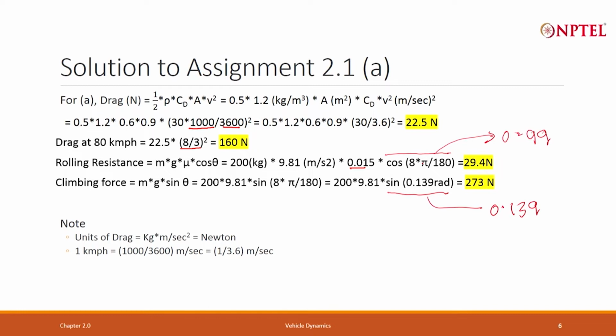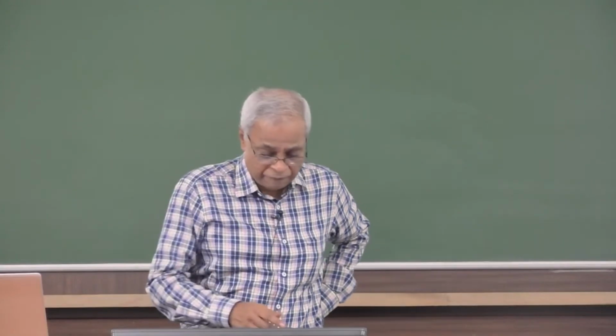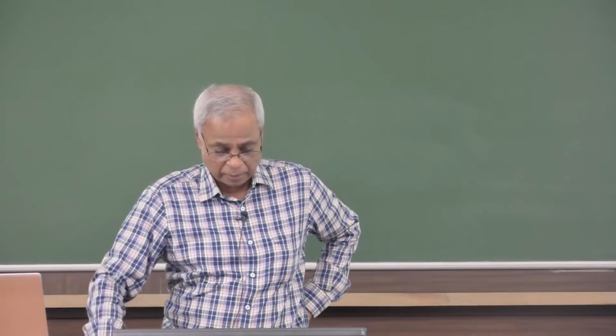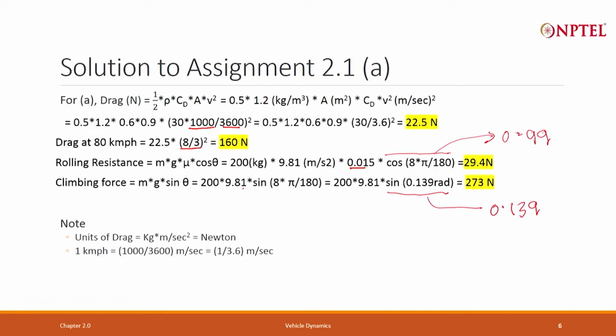Aerodynamic resistance is a square of the velocity. Similarly, we can compute the climbing force. If I take theta equal to 8 degrees, it is m, 200 kg, into 9.8 into sine of 8 into pi by 180, because degrees have to be converted to radians to give sine of radians. This comes to 200 into 9.8 into sine of 0.139 radians, which is 273 Newton. You also find, by the way, that for a small angle like 0.139 radians, sine theta is approximately theta. So sine of 0.139 is approximately 0.139. You multiply all of this and it comes to 273 Newton.